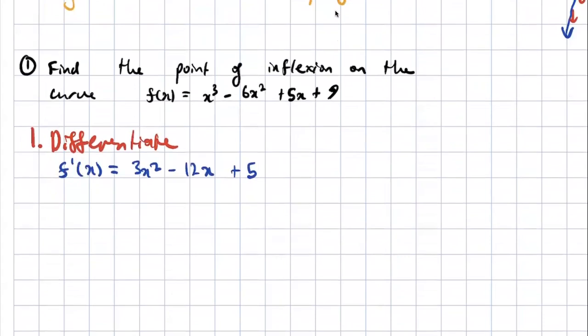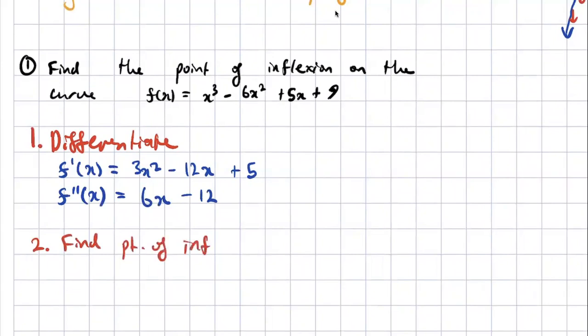Then we know we're finding a point of inflection, so we need to find the second derivative. So going again, differentiating the first one, 3x squared will become 6x, and then minus 12x will just become minus 12. Okay, so that's always our first step. Our second step then is to go and find the point of inflection.